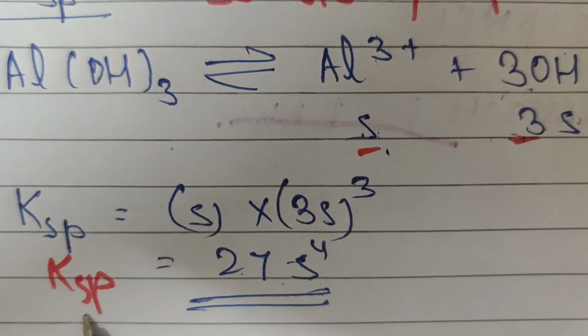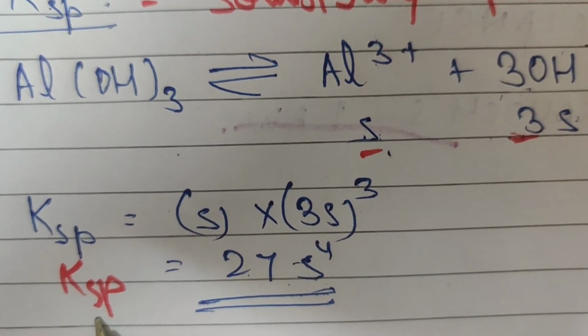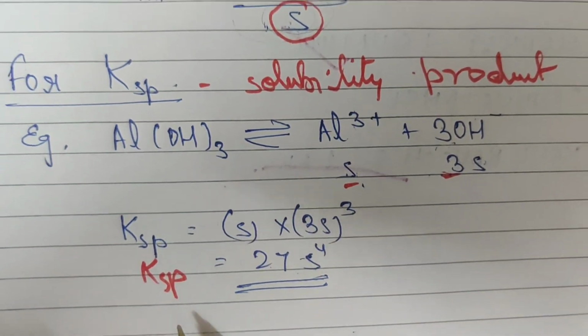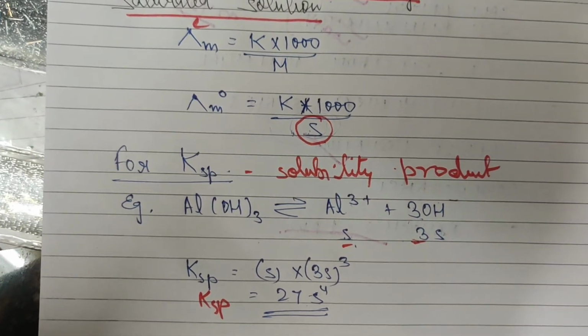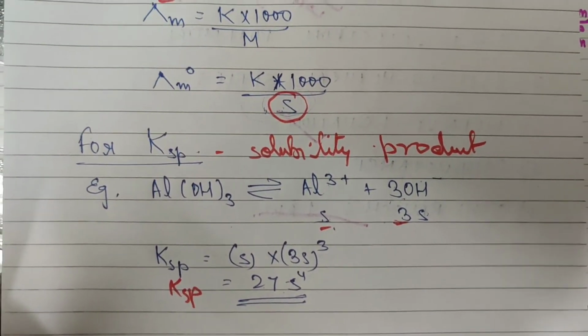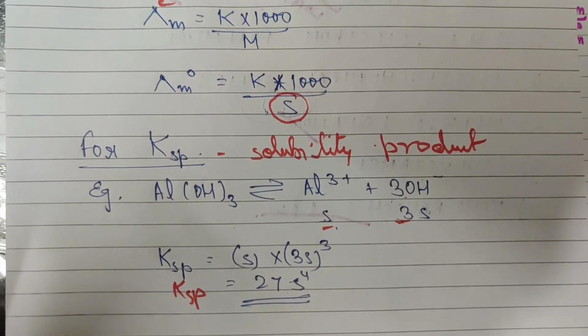Ksp means solubility product. Okay, so these things we have already done in the previous class in your class 11. So simply try to recall those concepts and apply them here. You will be able to do all the numericals based on it.